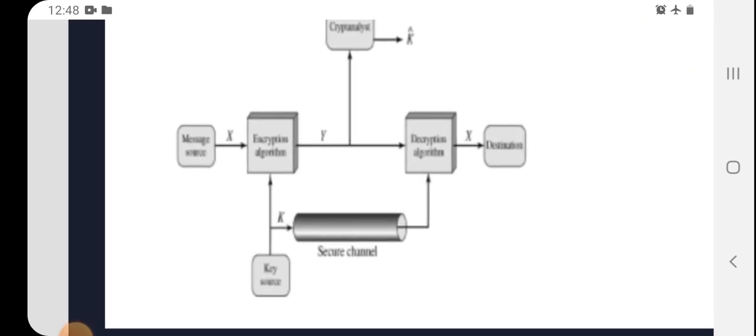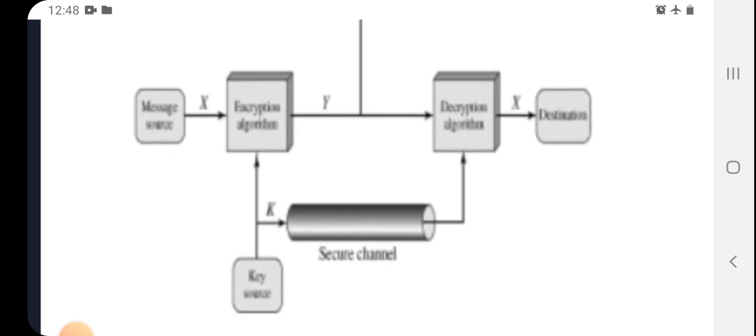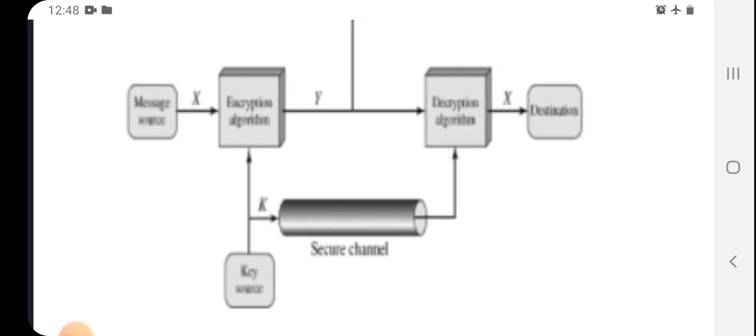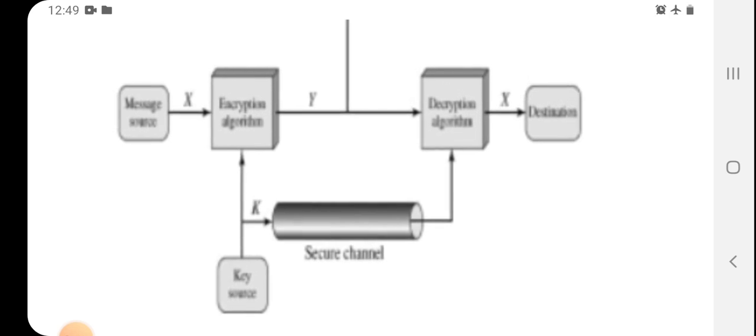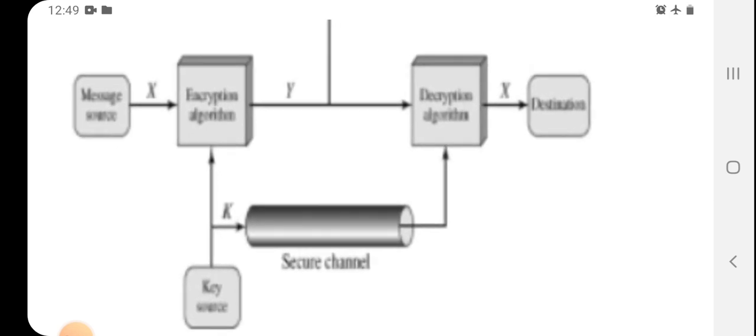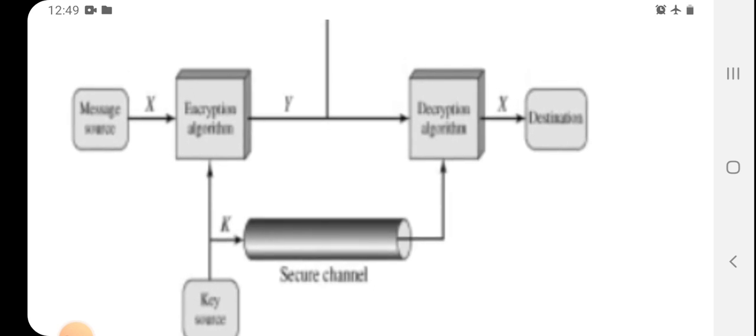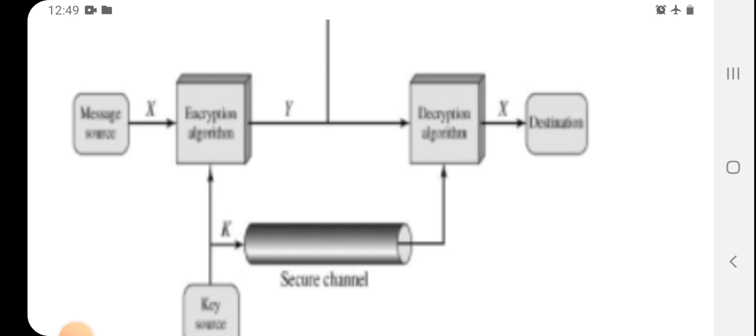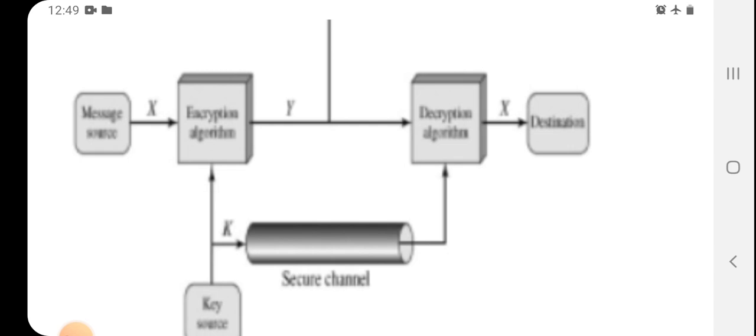Next we can see the block diagram. In this block diagram, we have a message source, which is your x, given as an input, and it is encrypted by using an encryption algorithm with a secret key, which is represented as k. After encrypting using the encryption algorithm we get an output y. That is given to a decryption algorithm. The reverse process takes place and we get the original x received at the destination.